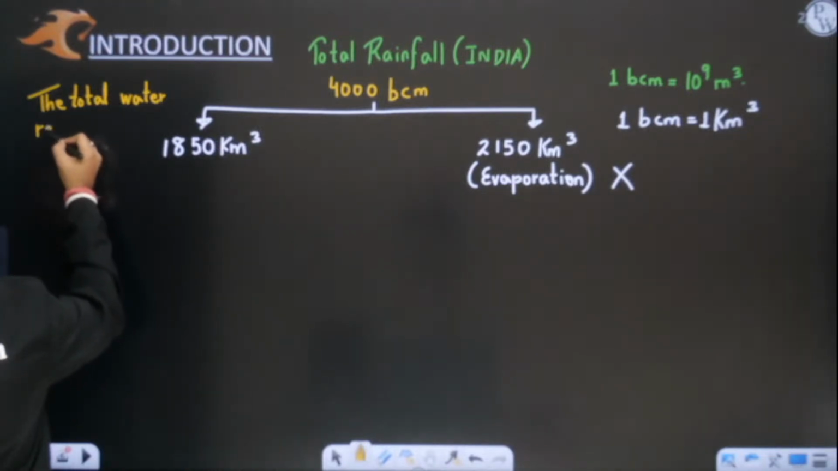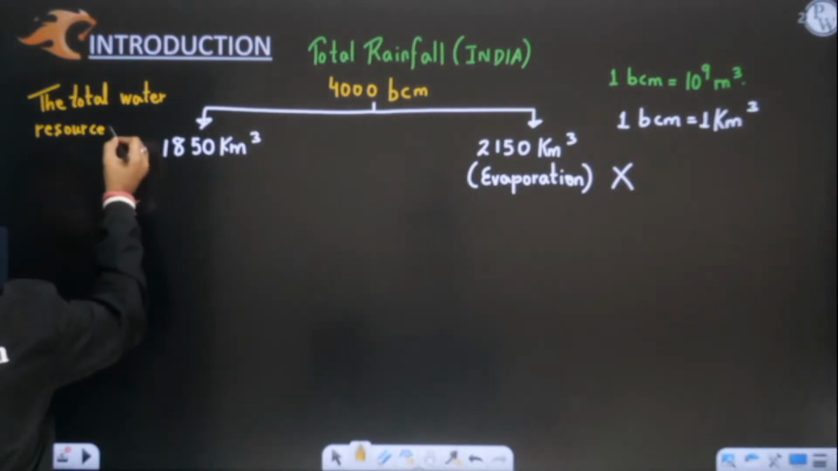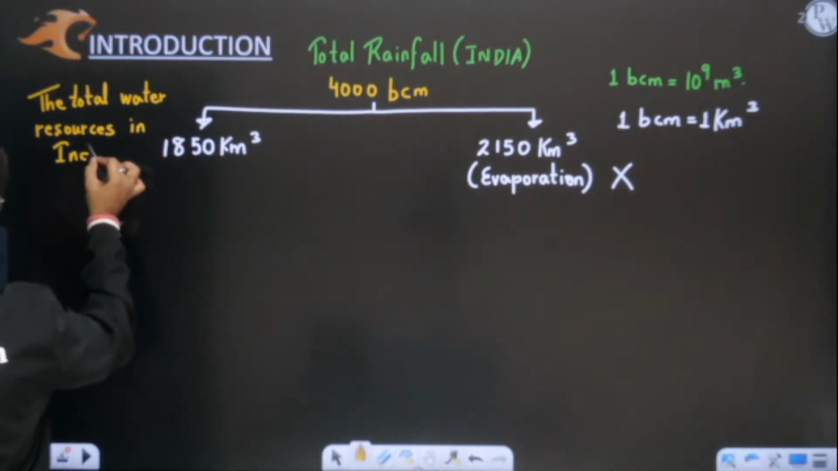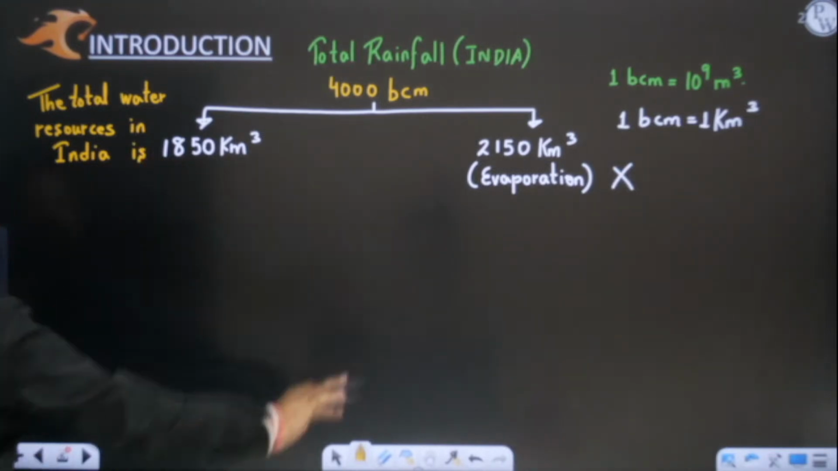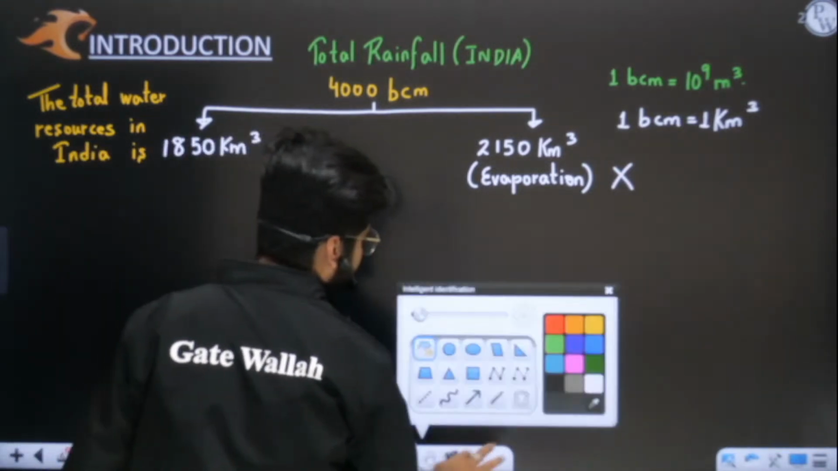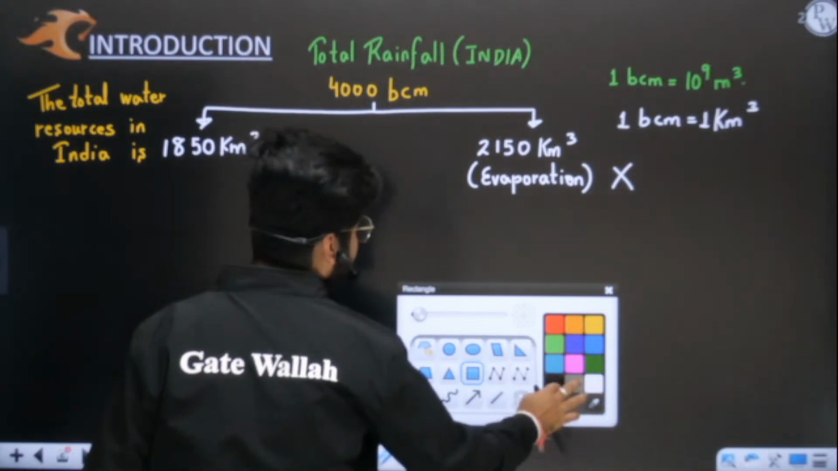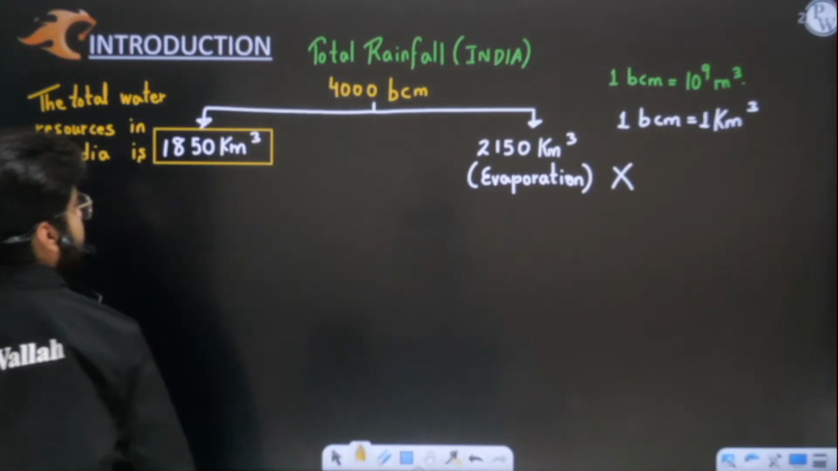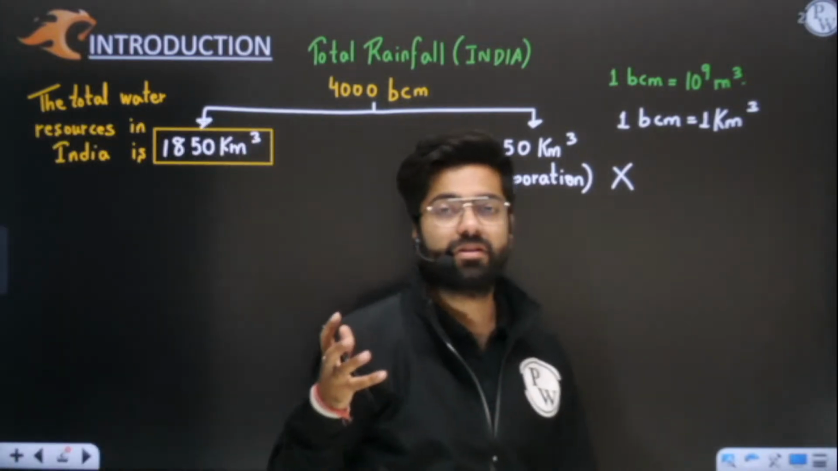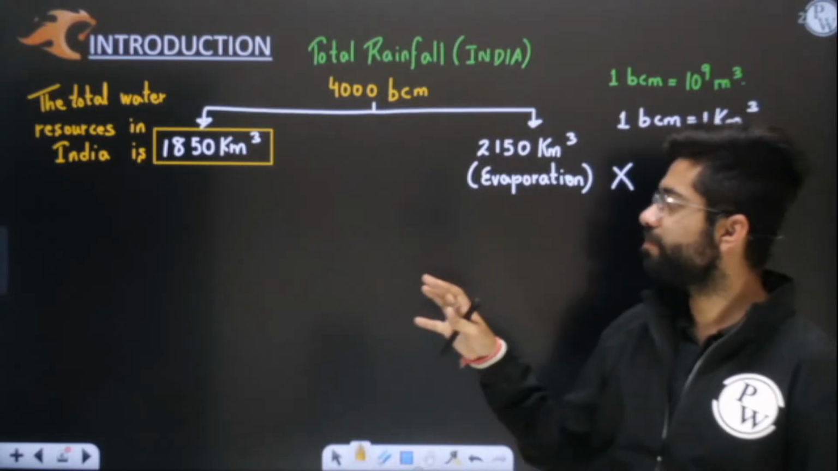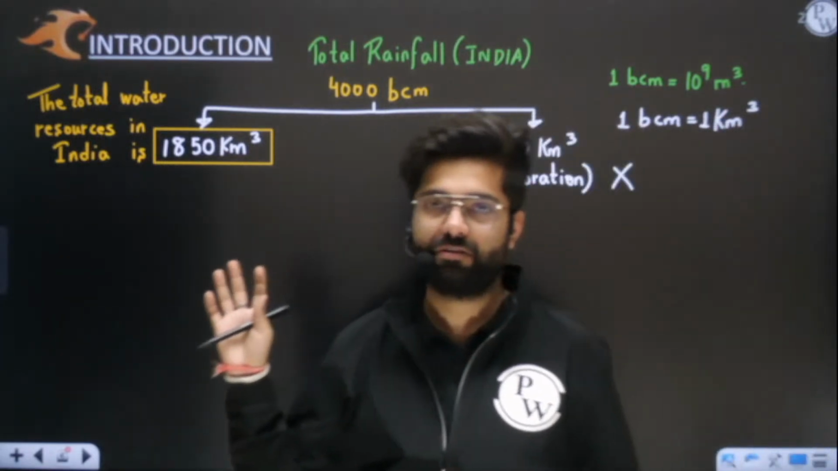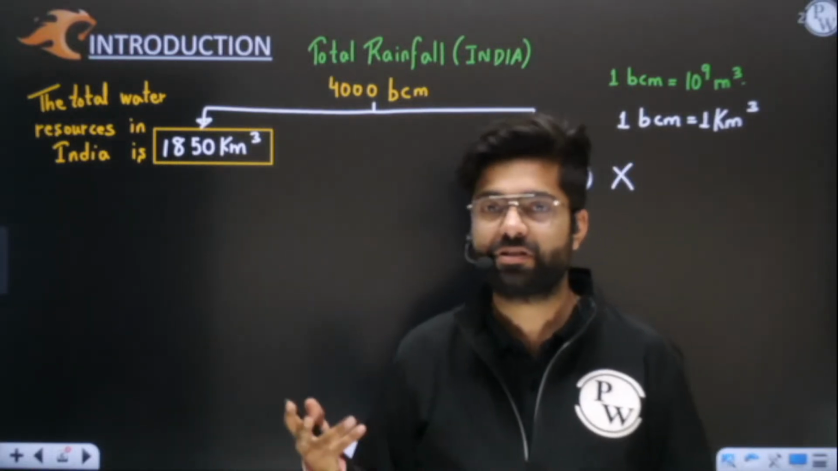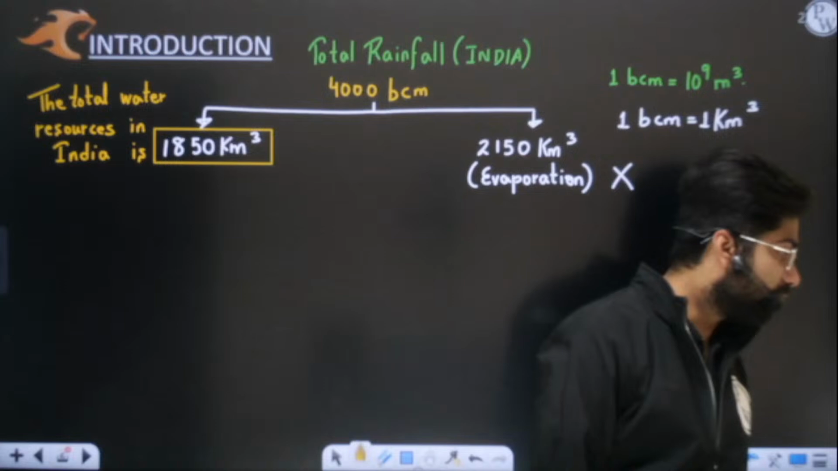So the total water resources in Indian subcontinent is how much? In India it is simply 1850 kilometer cube. Yes or no? You have to remember this data. This is very, very important. This is the amount of water which is your total water resource. See, this is the only amount of water which will be utilized everywhere, be it drinking, be it irrigation, be it power sector, be it for any recreational purpose. Be it any use, only this is the amount of water which is left there.